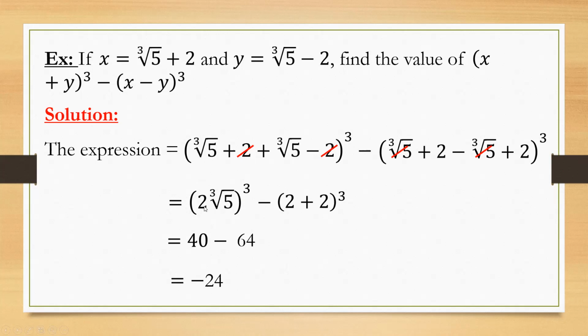Why 40? Because 2 power 3 will be 8, and cubic root 5 all power 3 will be 5. 8 multiplied by 5 will be 40. Minus 2 plus 2 equals 4, and 4 power 3 will be 64. So the difference between them equals negative 24.